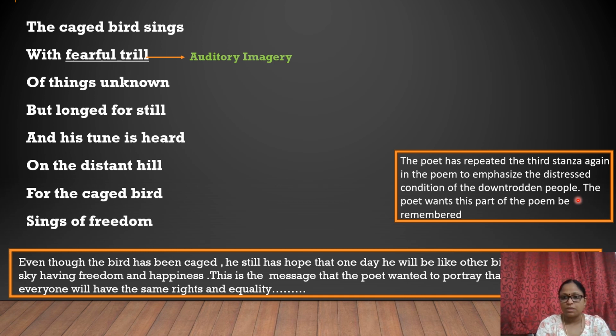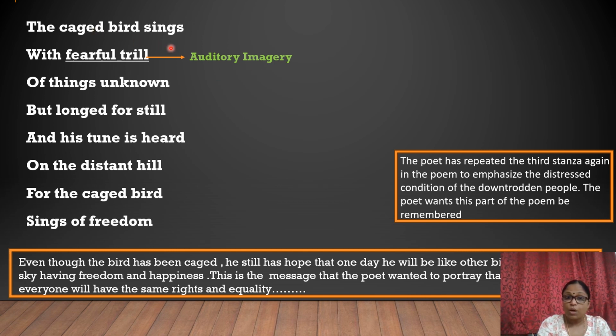Why is it repeated? To emphasize the distressed condition of the downtrodden people. The poet wants this part of the poem to be remembered. This is the condition. Even though the bird has been caged, he still has hope that one day he will be like the free bird, having freedom and happiness, flying high in the sky. This is the message that the poet wanted to portray, that each and every one will have the same rights and equality. So once again repeating here, fearful trill, the poetic device is auditory imagery.